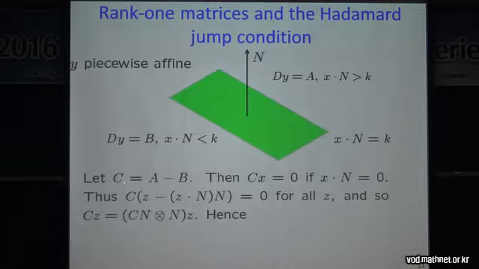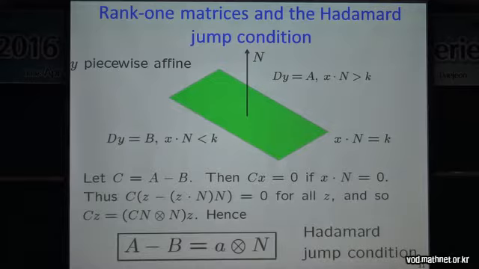So, for example, you can let C is A minus B. Then you can just equate the tangential derivatives on either side. So you have that Cx is 0 if x dot n is 0, but a typical vector such that x dot n is 0 is z minus (z dot n)n for any z, and therefore you see that Cz is the matrix Cn tensor producted with n acting on z. So that means that C is equal to Cn tensor n. So it tells you that C, which is A minus B, is a vector tensor producted with n.